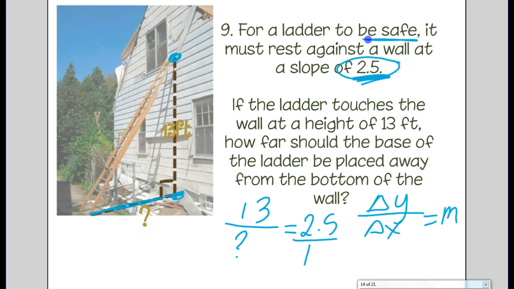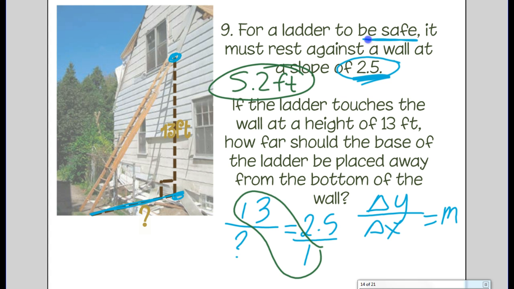Jessica said put 2.5 over 1. And now we cross multiply. Awesome thinking. 13 times 1 divided by 2.5. Just like Paige said, 13 divided by 2.5. This is math. That's what this is. So how far away should we put the ladder? 5.2 feet away, and it will be as safe as possible and no one will get hurt.